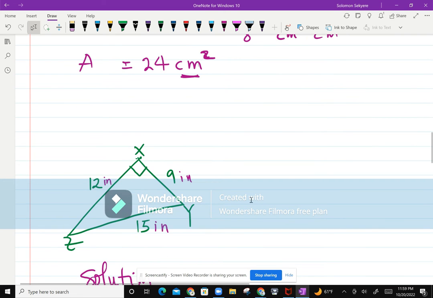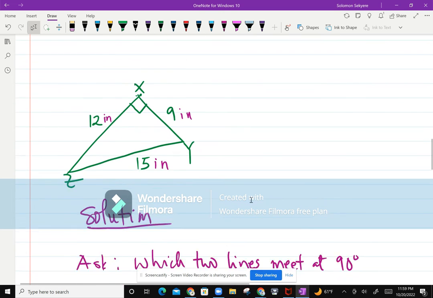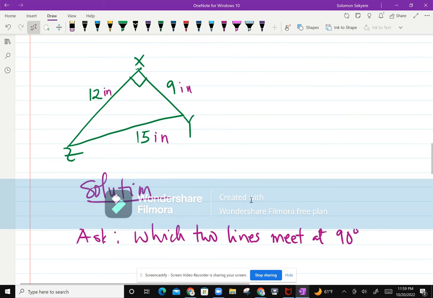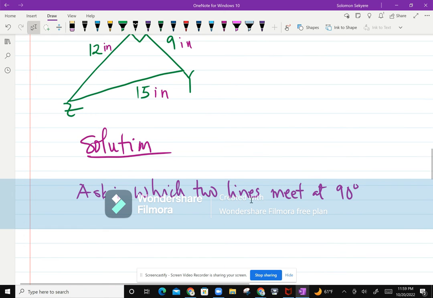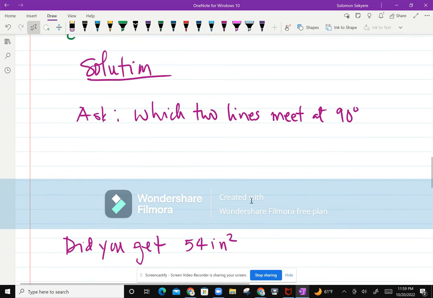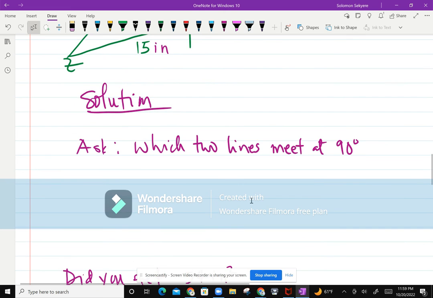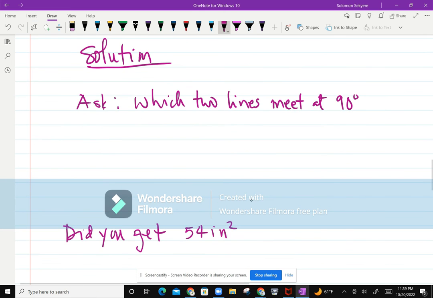Okay, what is the area of this triangle, triangle XYZ? You ask, which two lines meet at 90 degrees? What are their measurements? Multiply them, divide by 2. Did you get it? You need to pause the video and do it first. Did you get 54 inch squared? If you don't put the squared here, you got it wrong. Make sure it is squared.